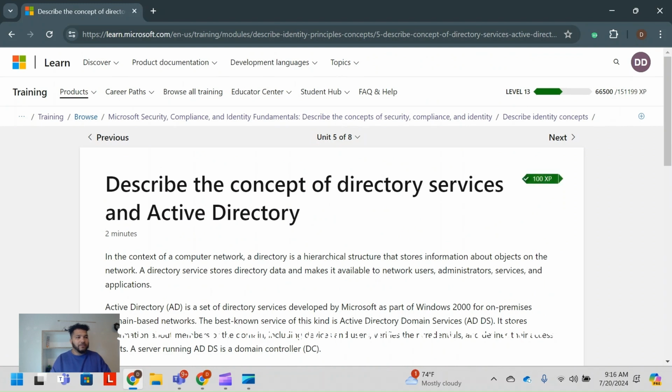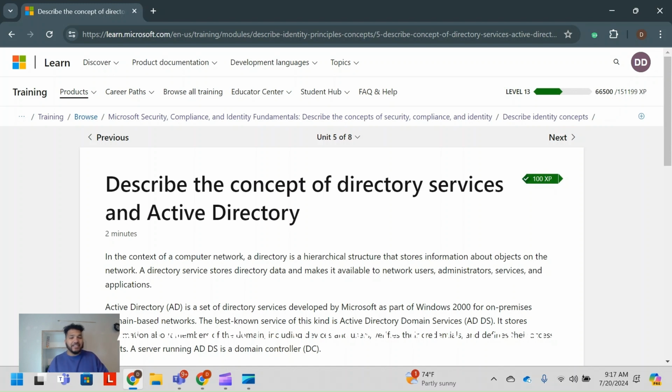So let's talk about directory services and Active Directory. This is, again, concepts. Don't get into the weeds. Stick with me, okay? We're not diving down into AD and what ADDS is yet. So concept: in the context of a computer network, a directory is a hierarchical structure that stores information about objects on the network. A directory service stores directory data and makes it available to network users, administrators, services, and applications.